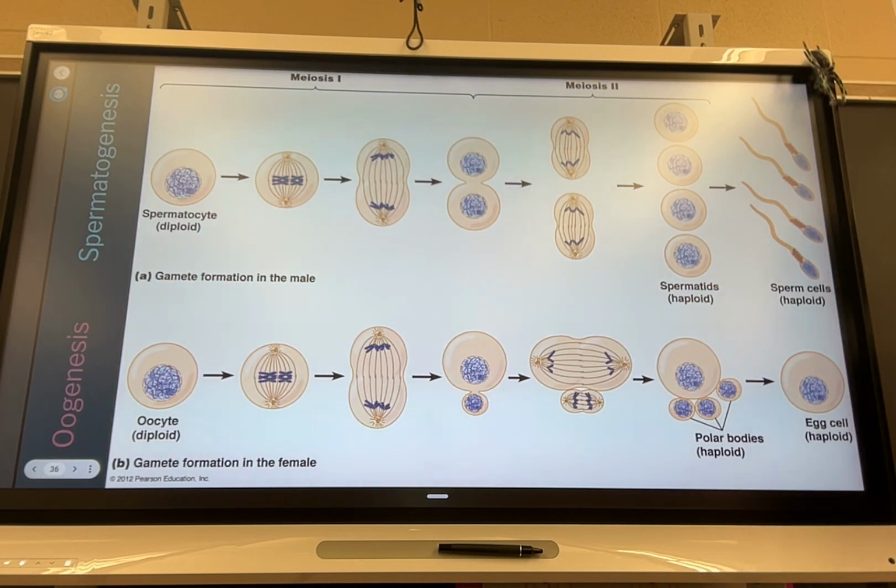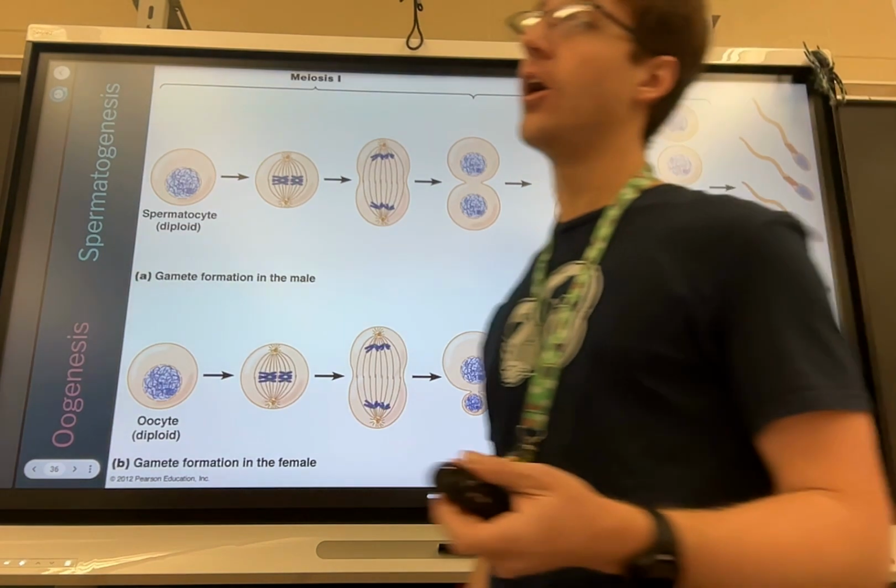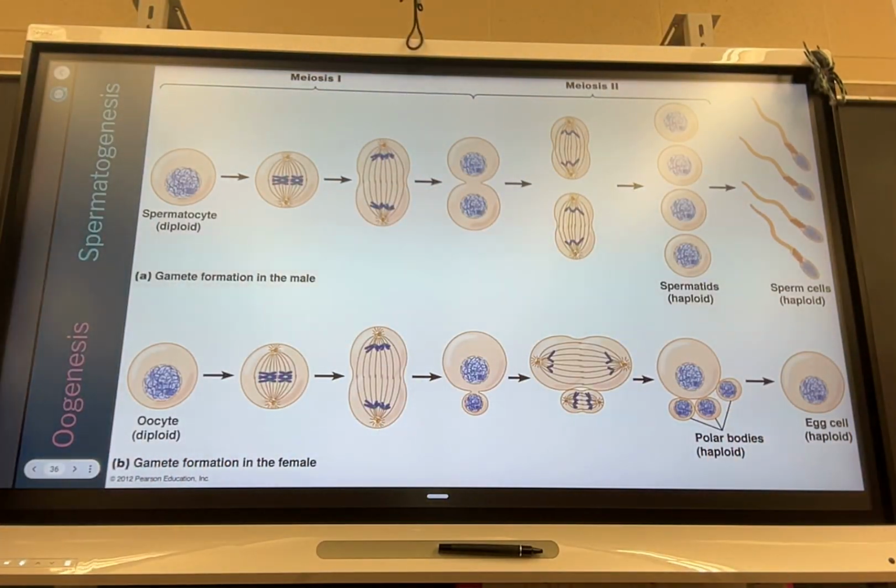So, in meiosis, we have two different versions. We have spermatogenesis, not tomato. No. Spermatogenesis and oogenesis. So spermatogenesis is going to be the one that all of the males in the classroom are going to do. Oogenesis is what all of the females are going to be doing.